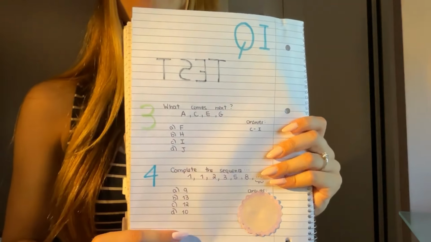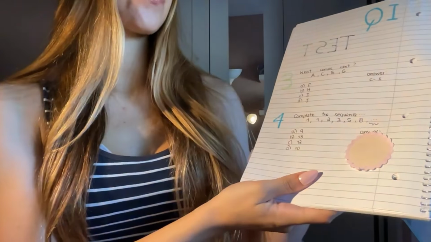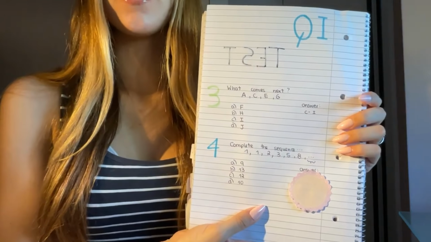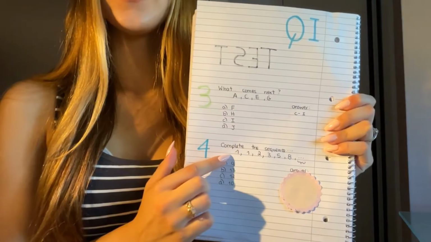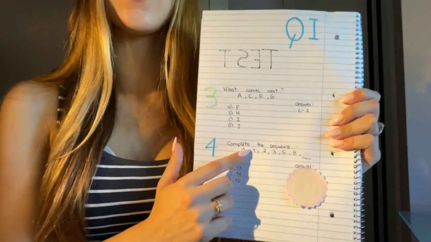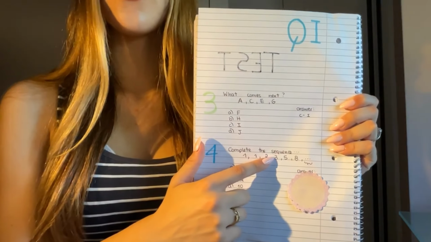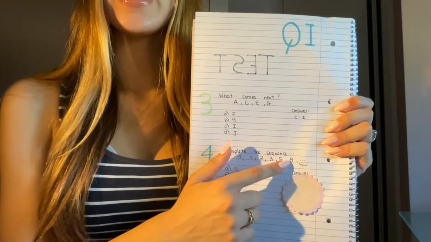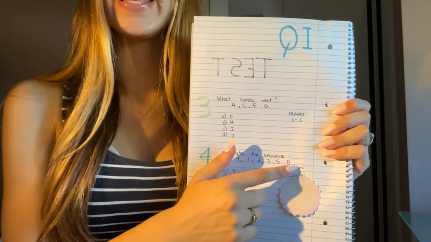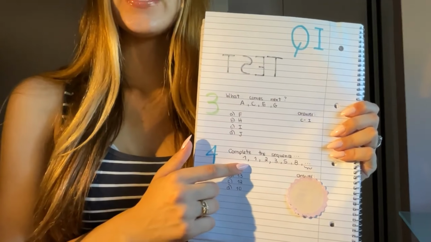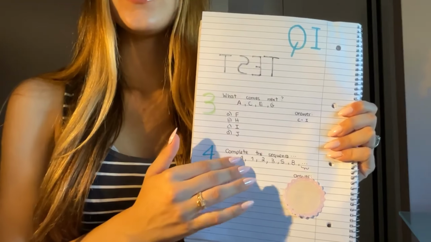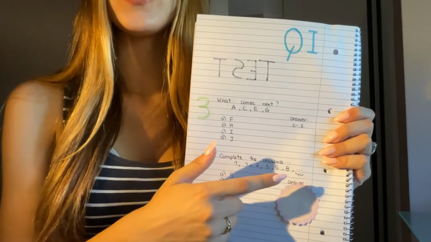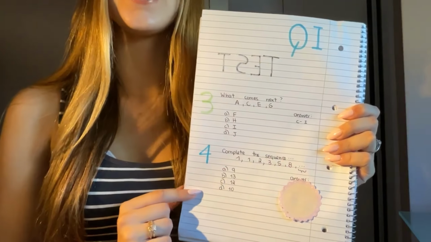Great job. Now for question 4, complete the sequence. So again, we have a sequence, this time of numbers. It starts with 1, then 1 again, 2, 3, 5, 8. And your job is to tell me what number should come next in this sequence. So just find a reasoning behind all these numbers and then tell me which one should come after 8.